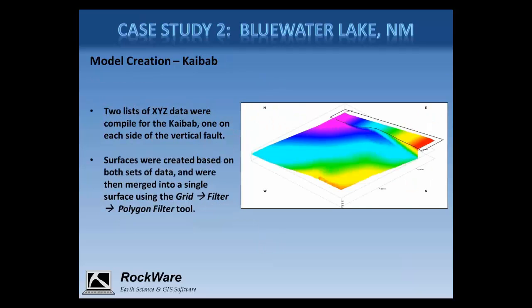Now that we had the data put together, it was time to build the model. We did this one surface at a time, starting with the lower KBAB unit. The creation of this surface was the most challenging because it was intersected by the vertical fault that I mentioned earlier. We created one surface for each fault block based on separate lists of XYZ values and then merged them together into a single surface by using the grid polygon filter. In this image, you can see the merged grid and the polygon used to define the eastern fault block.